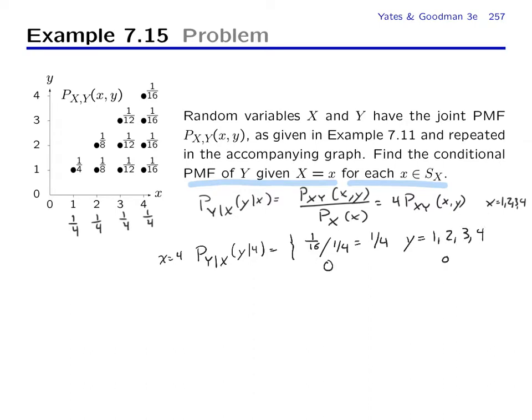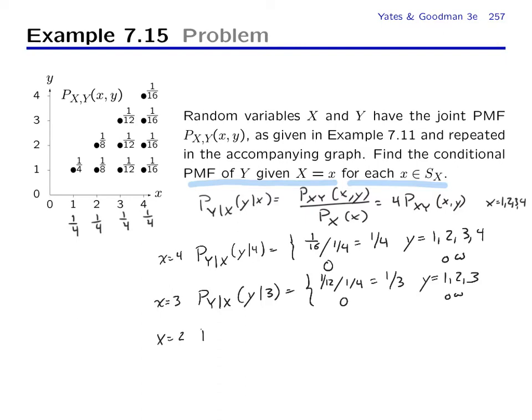And it's equal to 0 otherwise. At x equals 3, the conditional PMF of y given x, of y given 3, is equal to 1/12 divided by 1/4, and that's equal to 1/3 for y equals 1, 2, 3, and 0 otherwise. Finally, we have 2 more.